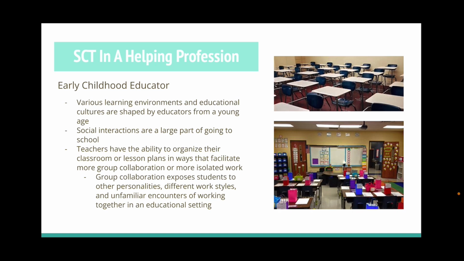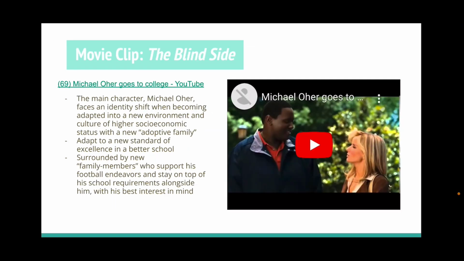So this is a clip from the movie The Blind Side, and in this movie, the main character, Michael Oher, faces an identity shift when he is adopted into a family that lives within a community of higher socioeconomic status, and he has to adapt to a new school, a new workload, and being held to a higher standard from this family, and balancing that with his football endeavors.